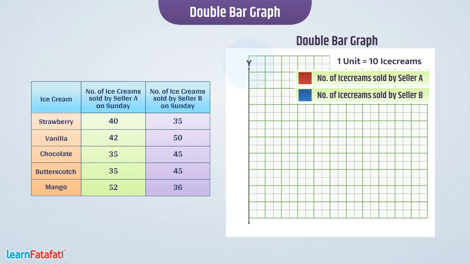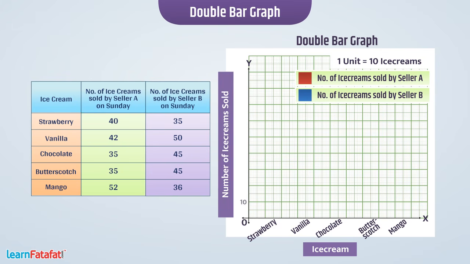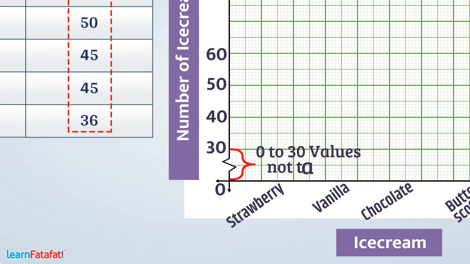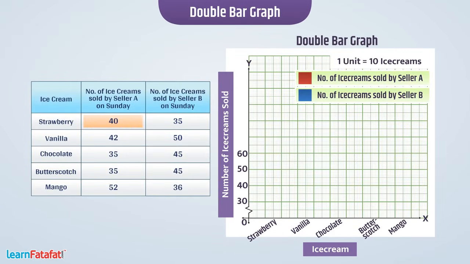First, draw vertical and horizontal axis. Show categories like strawberry, vanilla, chocolate, etc. on horizontal or vertical axis and show number of ice creams on other axis according to the scale taken. Here, since values less than 30 are not present, we can skip those values and can start from 30 as well. To do so, we will draw a kink mark which shows that the values from 0 to 30 are not taken. Seller A sold 40 strawberry ice creams, so we will draw bars of length 0 to 40.